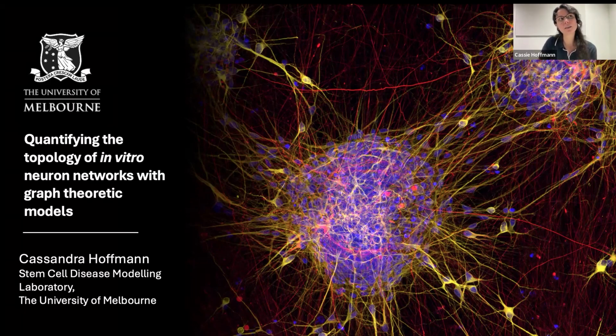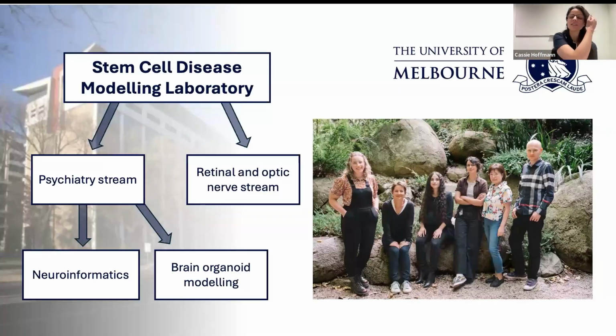And I will be talking about my research on quantifying the topology of in vitro neural networks with graph theoretic models. So just a little bit about my lab. I'm from the stem cell disease modeling lab. We have a psychiatry stream, headed by Maria DiBiase, and also a retinal and optic nerve stream, which is headed by Elise Pive. Within psychiatry, we have a neuroinformatics group, which I'm part of, and also we've got people working on brain organoids as well.